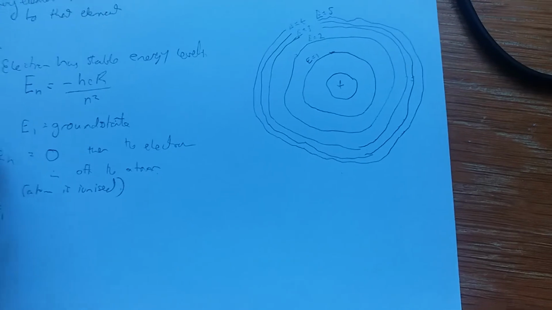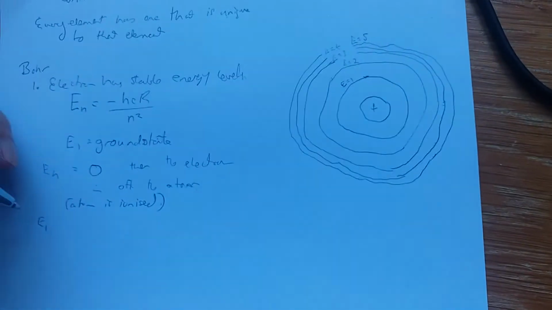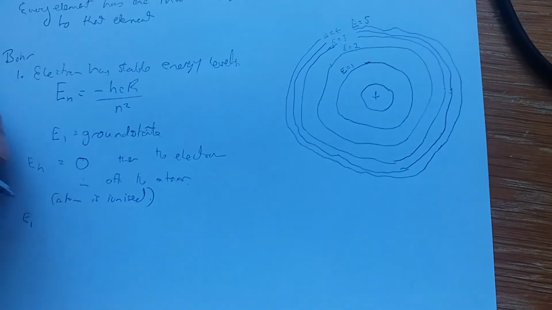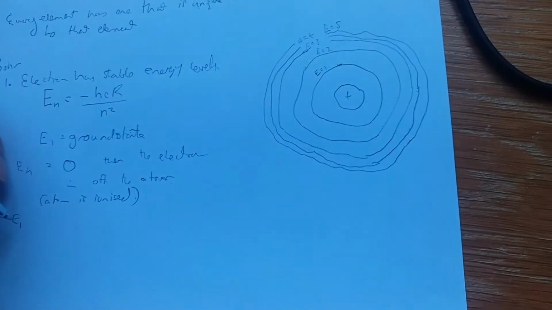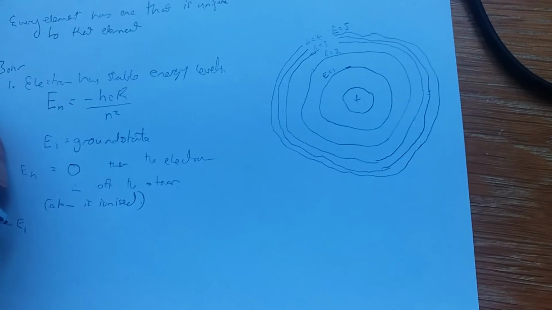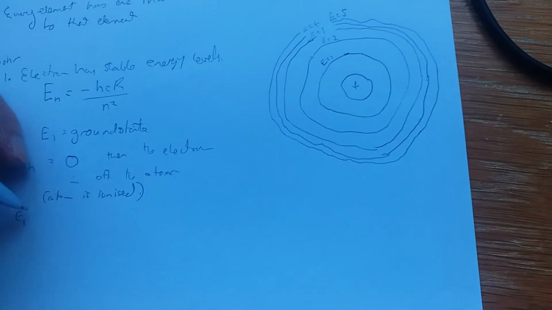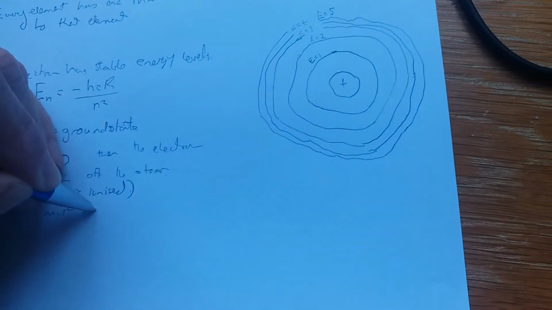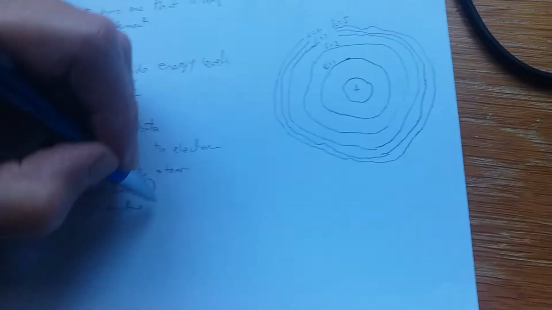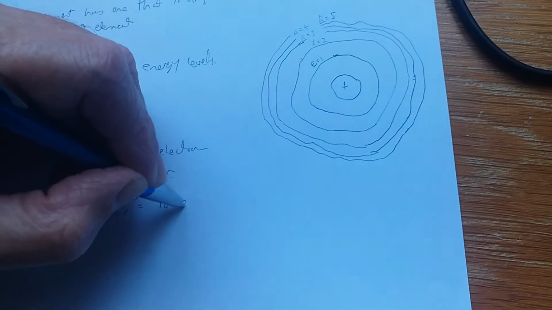E1 has the largest numerical value, but it's actually the least negative. Sorry, start again. It is the most negative, which makes it the lowest. So E1 equals most negative, so it equals lowest.